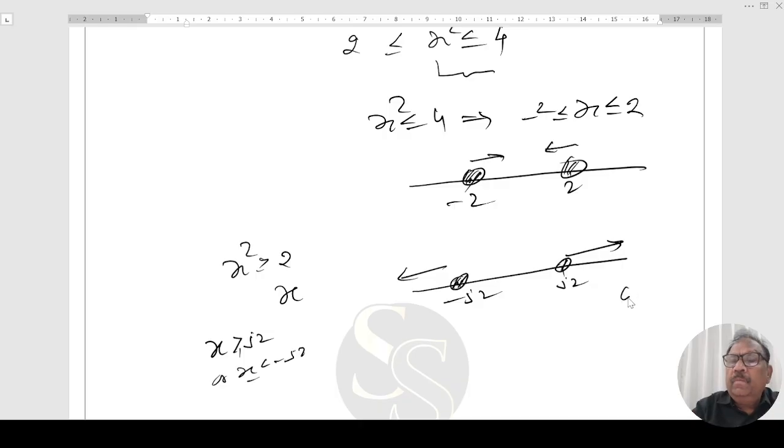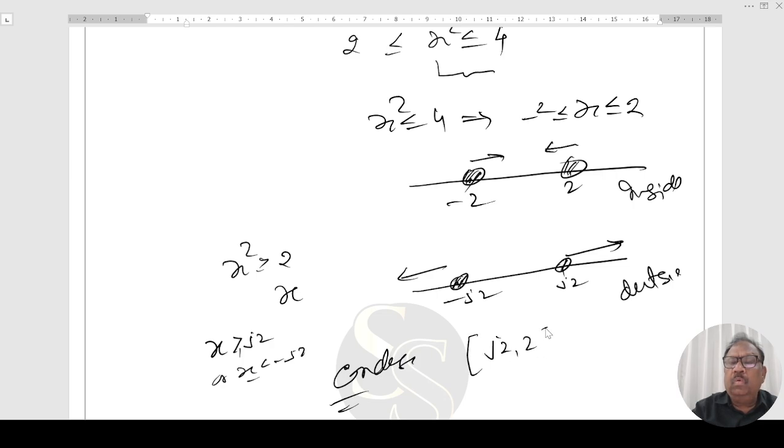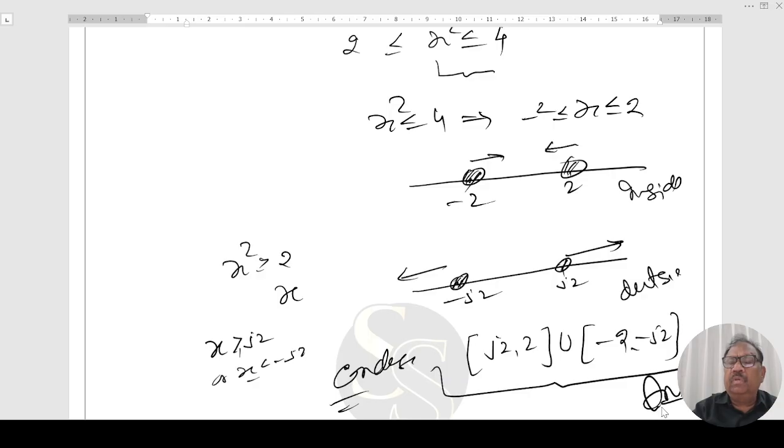This is outside, this is inside. Now the conclusion will be -√2 to √2, union 2 minus √2. This is the domain of the function.